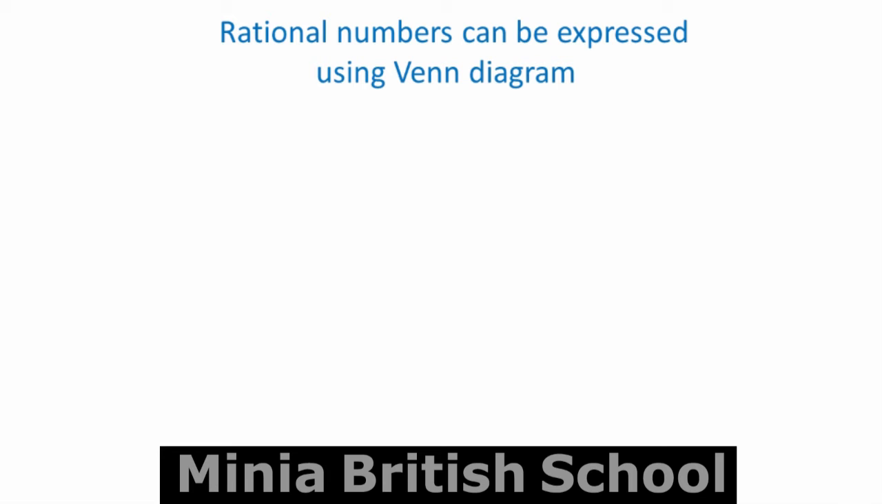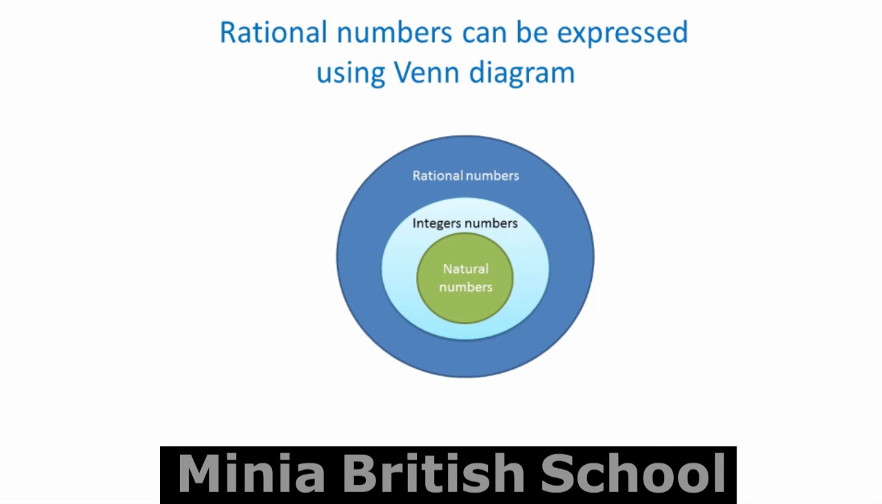Rational numbers can be expressed using a Venn diagram. Here, natural numbers are a subset of integers and integers are a subset of rational numbers.